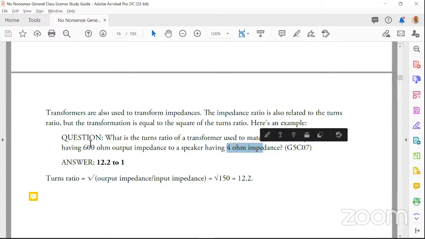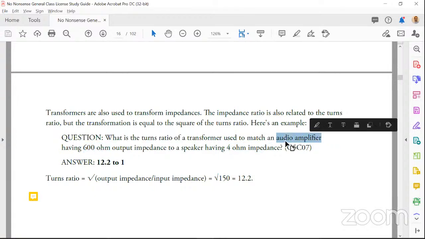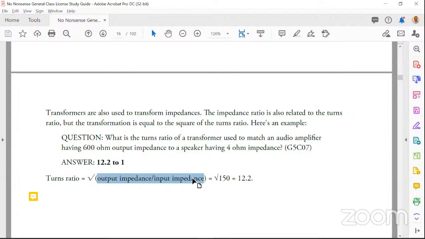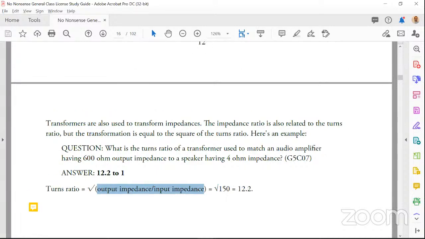We have 4 ohms and we have 600 ohms. The output impedance of the amplifier is 600 ohms, but the speaker has an input impedance of 4 ohms, and therefore we have to match them. These are the values that we put into our trusty formula to come up with the turns ratio of that arrangement. So when we divide and take the square root, we get 12.2. Again, we did this as a fully worked example in our last session.